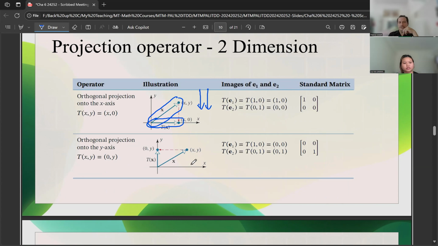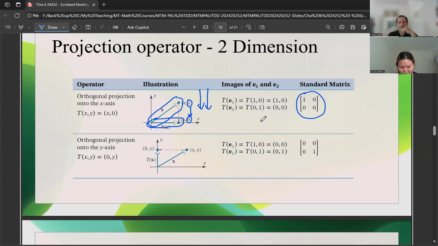Okay, this is the projection, how we project one object to the x-axis. Because we are projecting, the value of y will be zero, and x will be the same. And the matrix standard will be like this.